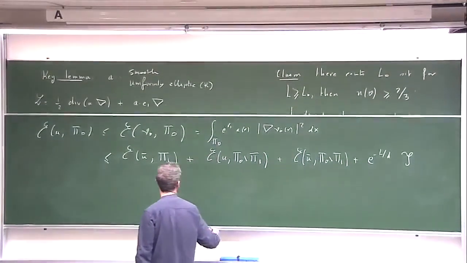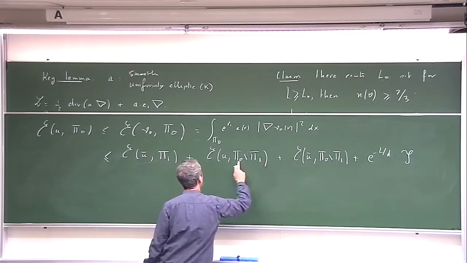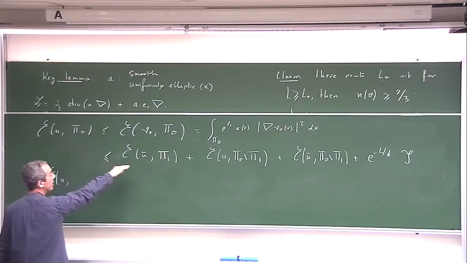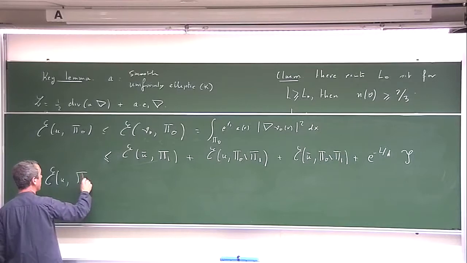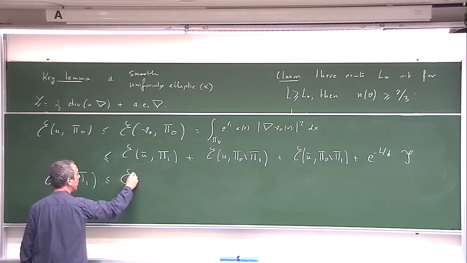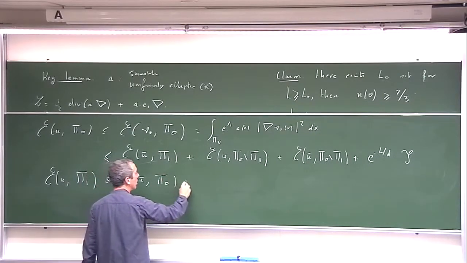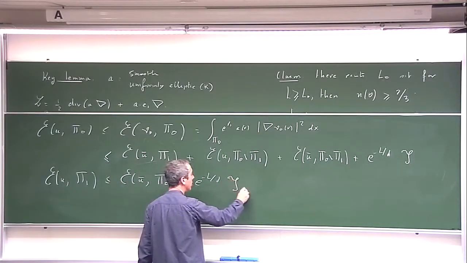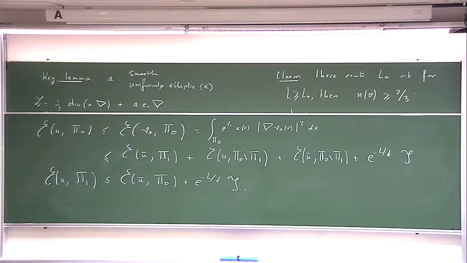Now we can put that term and that term together and put that term on the other side. So we will get that the energy of u on pi 0, but then we take pi 0 minus pi 1 away, so we get the energy of u on pi 1 is less than the energy of u bar on pi 0 plus something which has this exponential term and this I. I need to estimate this I term.